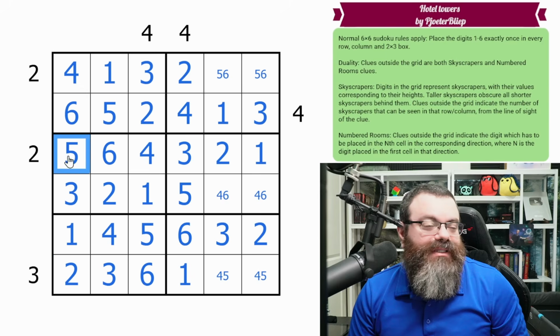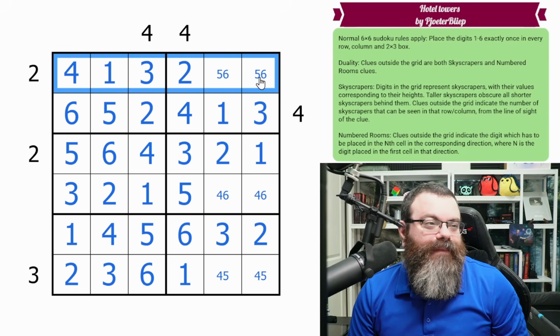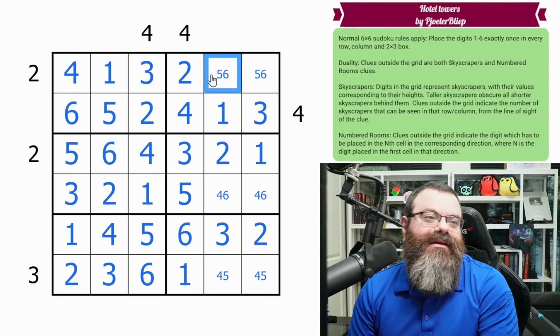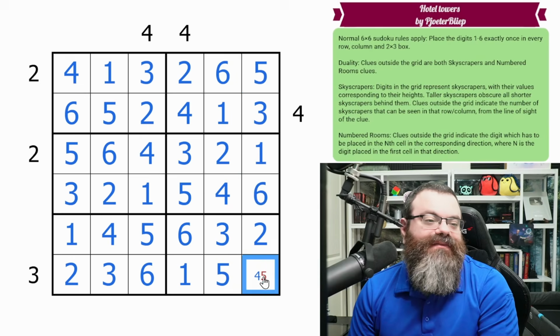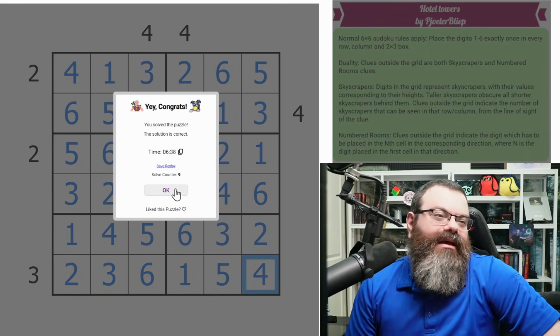What's going to fix this? 5, 6. We see the 4. We don't see the 1, 2, 3. We're going to have to put the 6 here. Because if this was 5, 6, we'd see 3. So that's 6, that's 5, that's 4, that's 6, that's 5, that's 4. And we're done. All right.